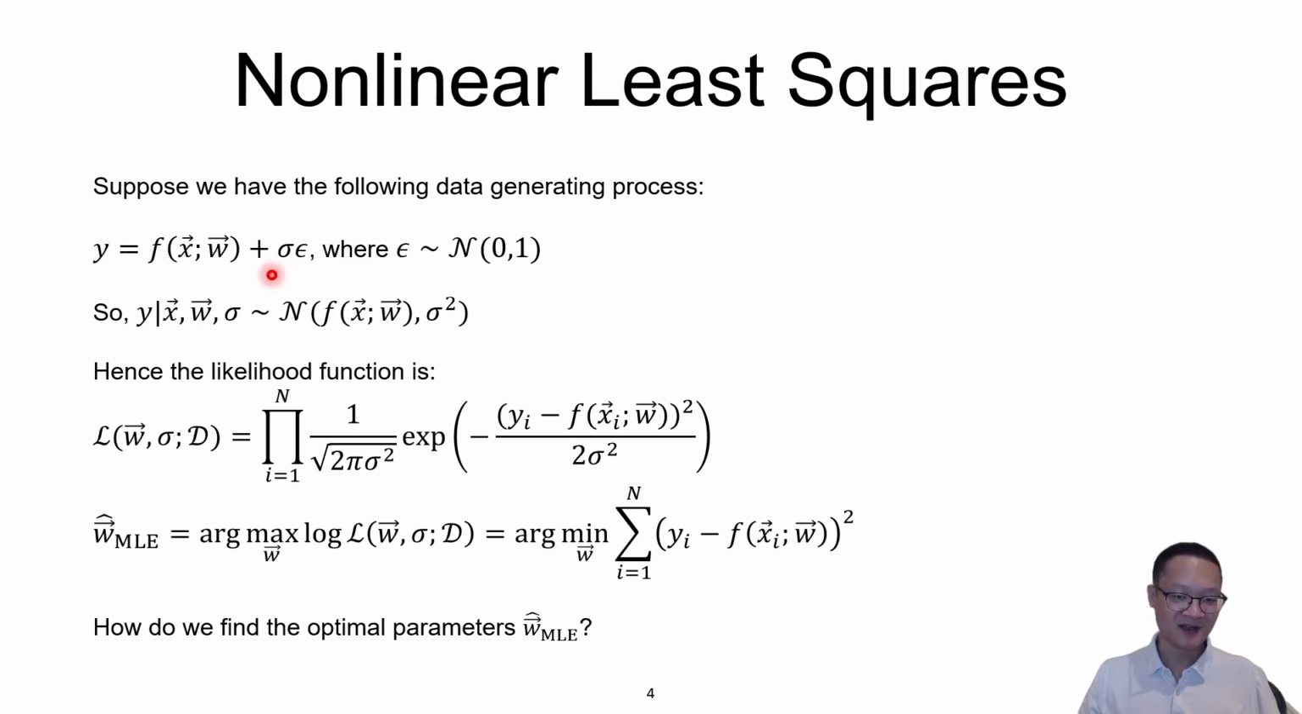Then we're going to start from this and go through the same steps that we did before to try to compute the optimal w. The first step is going to be writing down the likelihood function. This is going to look very similar to before. The likelihood function L of W, sigma, D is equal to the product from i equals 1 to n of these Gaussian distributions: 1 over root 2 pi sigma squared, times exponential of negative (yi minus f of xi, w) all squared over 2 sigma squared. Previously our f was simply w transpose xi, but now we have a general nonlinear function here. That's the main difference.